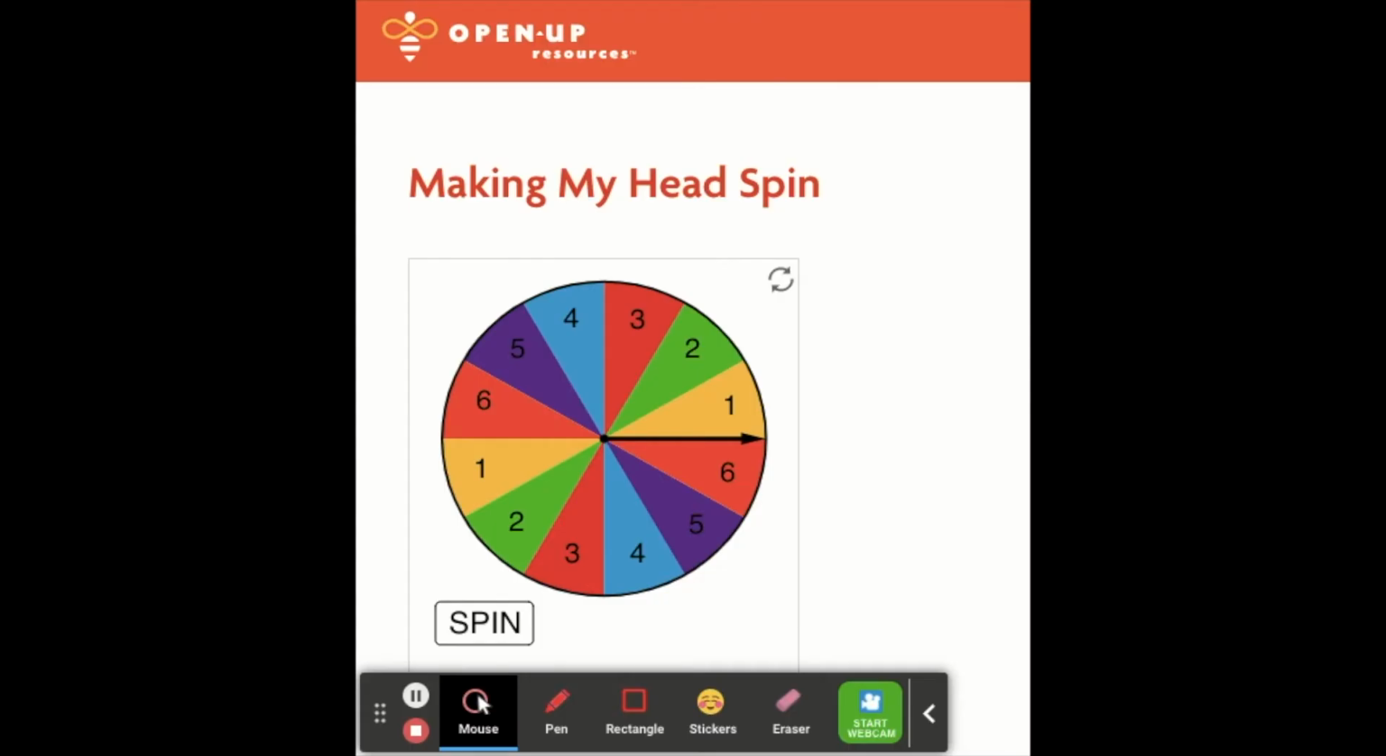This is spinner A for the Explore on Open Up Resources. So simply, students are going to click on spin, or you as the teacher, since this will be the I do, click spin, and you're going to record each of the spins as needed for the I do. If you'd like, you can reset the spinner to be at the 3 o'clock position every time before you spin.